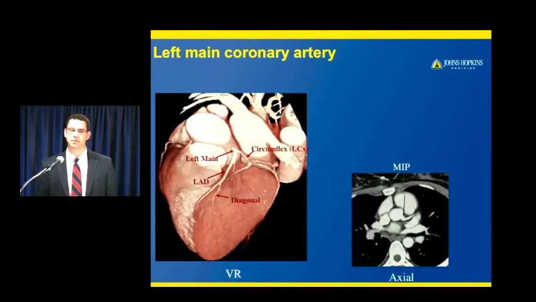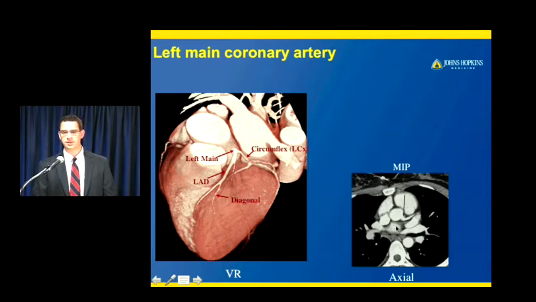Here's the volume rendered view on the left side. This is a nice volume rendered image showing the left main coming out at us and immediately branching. This is a short left main, immediately branching into LAD and circumflex coronary arteries. And then you see some more distally, some LAD branches, which we'll talk about later. Those are called the diagonal branches.